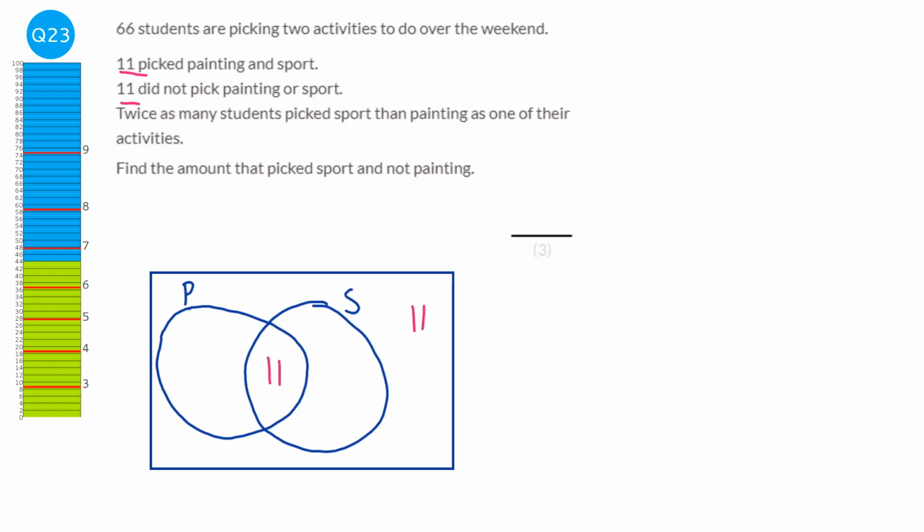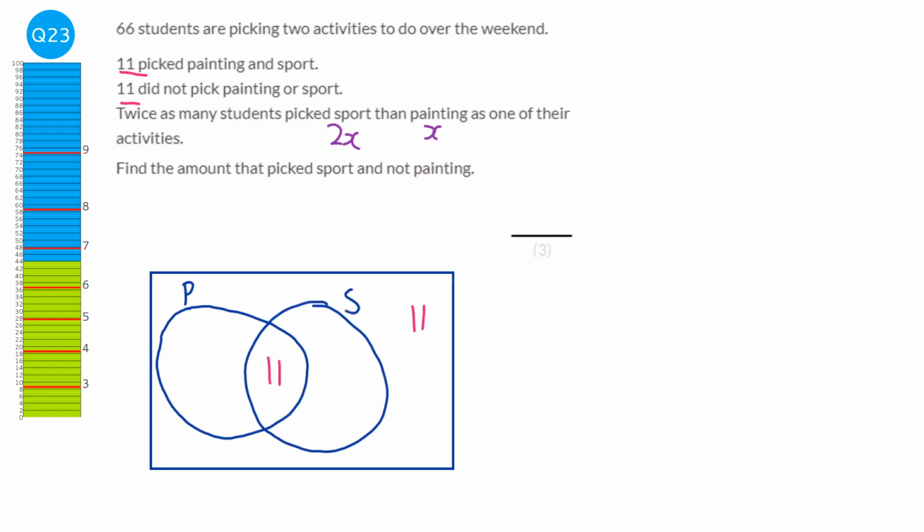Now here's the problem. It says twice as many people picked sport than painting as one of their activities. So it's saying that the total number in the sports circle is twice as big as the total number in the painting circle. Now, what we can do is we can say, okay, so if the painting we label as X, then the sport will be 2X.